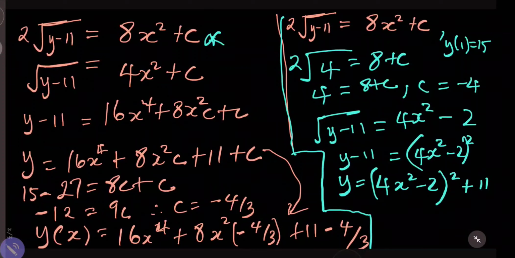Now let's check. 4 times 1, that's 4. 4 minus 2, that's 2. 2 raised to power 2, that's 4. 4 plus 11, that's 15.